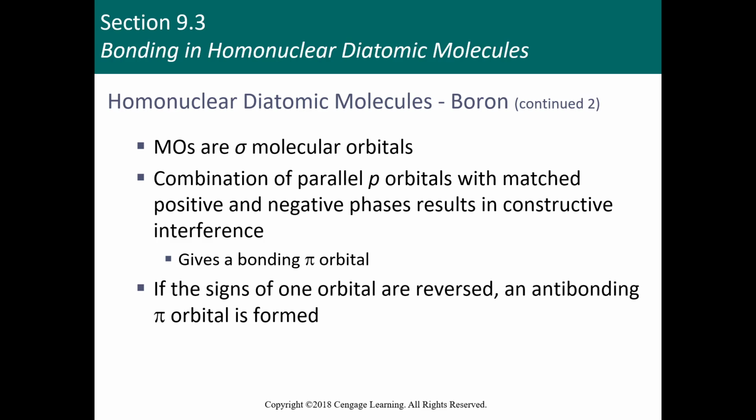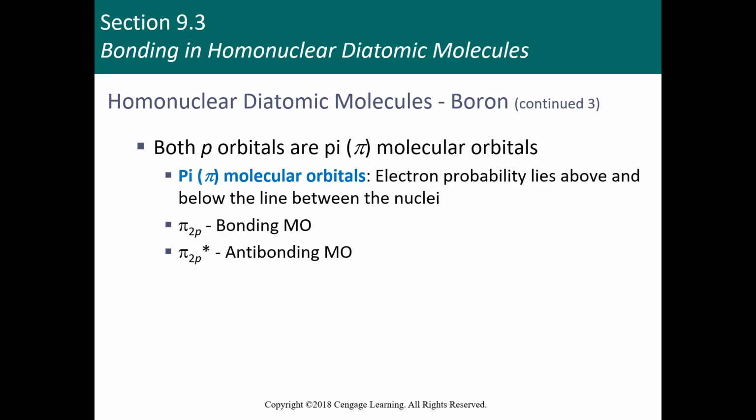If the sign of one orbital is reversed, this is going to give you your anti-bonding pi orbital. And these are again not shared directly. You'll see this in just a bit, I'll show you pictures, and it's easier to see the deal.